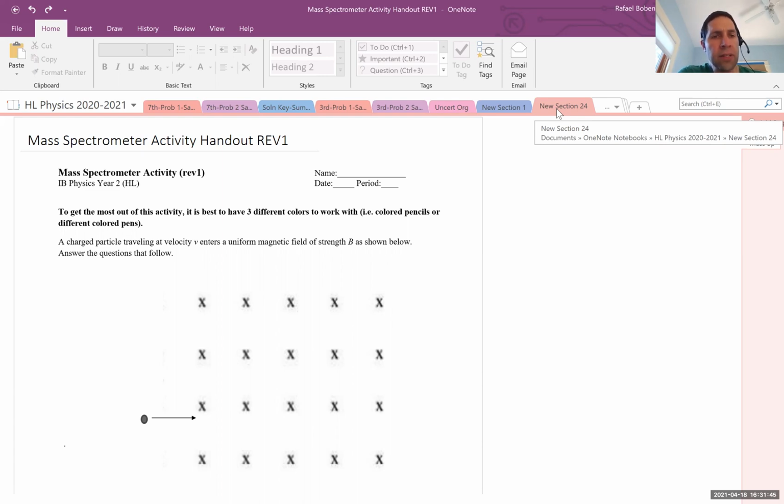So here's the setup. And the other thing I wanted to say is you probably want to have several different colors. Ideally, it works best if you have 3 different colors available to you, either via colored pencils or different colored inks. Up to you.